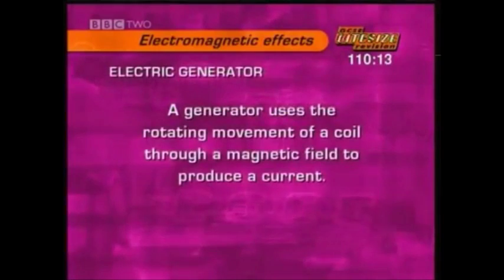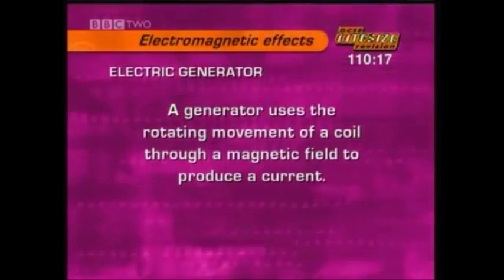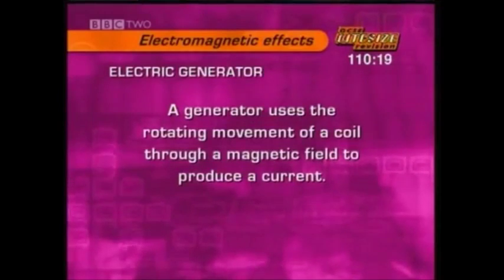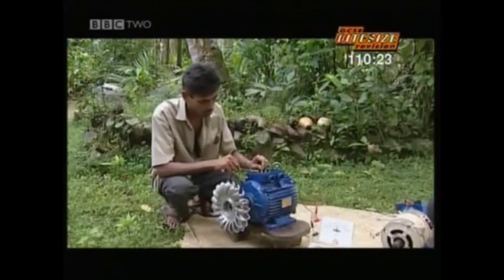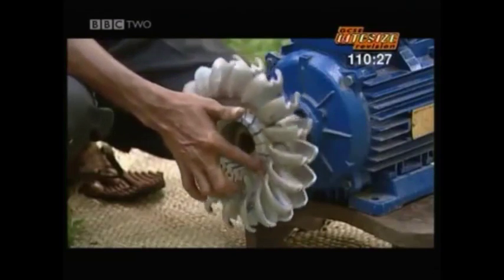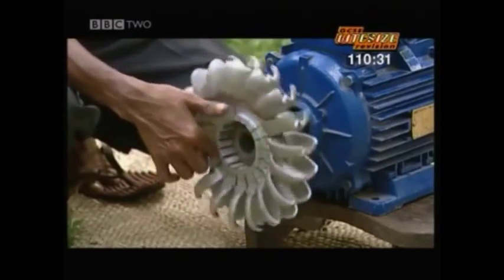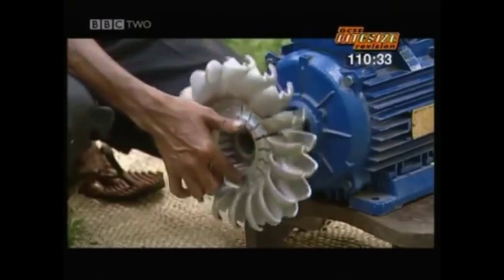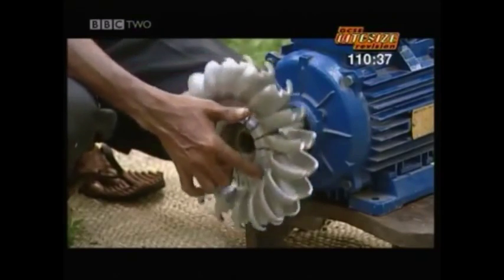A generator uses the rotating movement of a coil through a magnetic field to produce a current. This is what the people used in the village in Sri Lanka. Lionel is an electrician who's helped many villages to generate their own power. He fixed them up with a turbine, a kind of high-tech water wheel. When water from the tank hits these blades, it will turn the generator very fast.